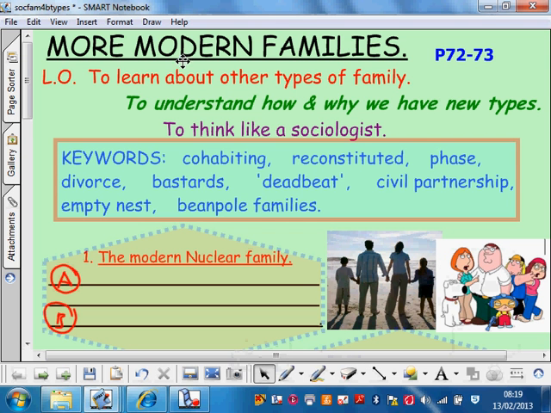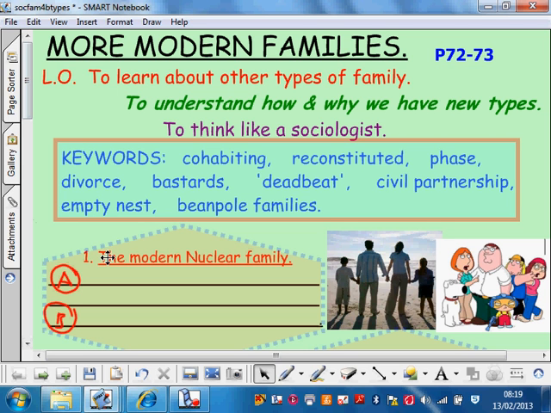So our next lesson on families, we've got more modern families in the UK. We're on page 72, 73. So we'll learn about other types of family to understand how and why we have some new types. Cohabiting, if you live with somebody without being married to them, it's called cohabiting. Okay, the rest of these words will come up across the lesson.